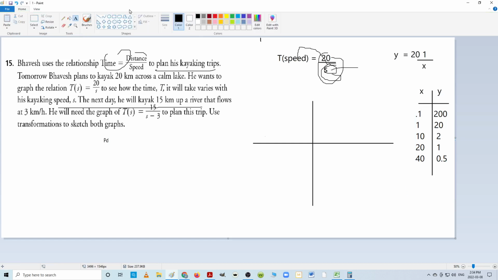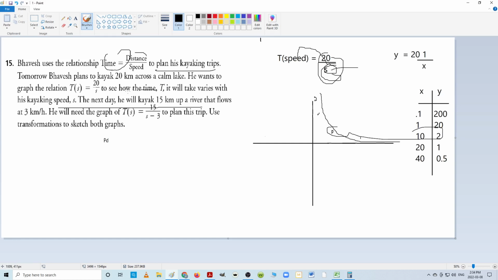So if we look at it, 0.1, 200 is way up here. 1, 20 is like here. 10, 2 is like there. 20, 1 is like there. And 40, 0.5 is like there. So you get that thing right there. And you should label all your points. And that's one way you could see it.